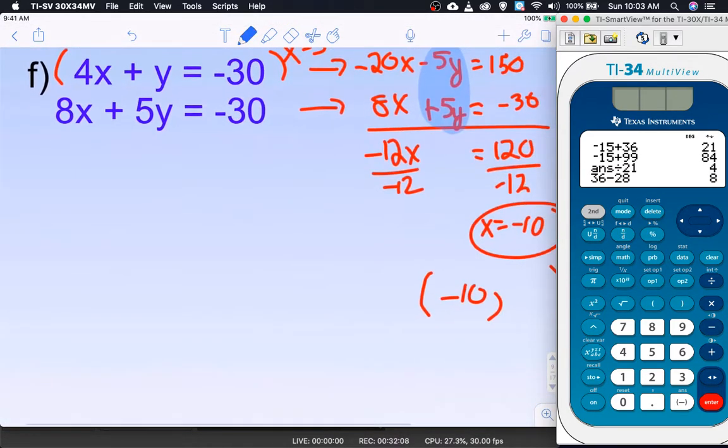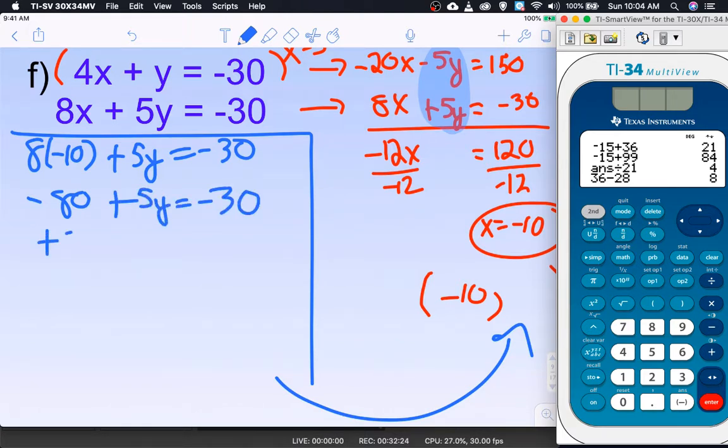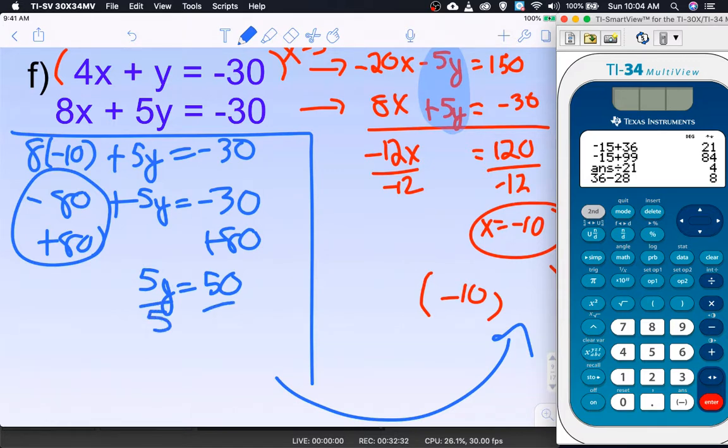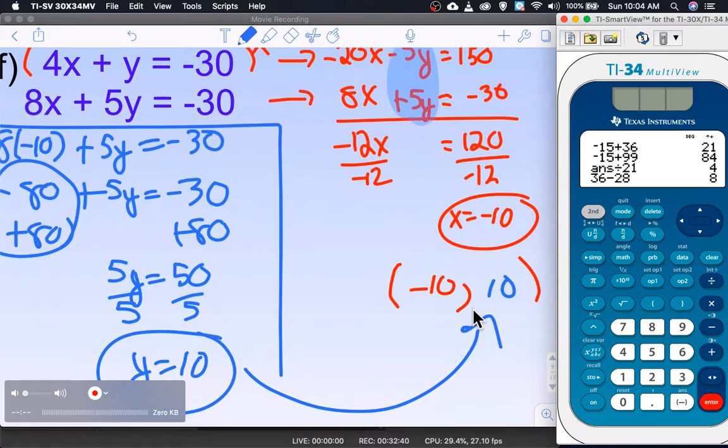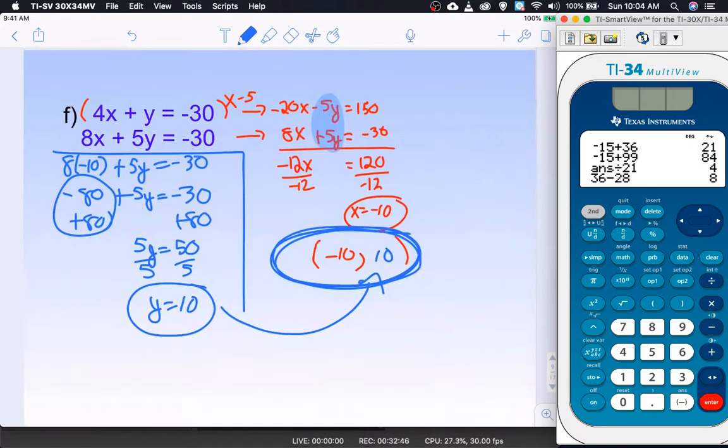So if I plug in x is -10, and then I solve this, that will tell me my y value. That is -80 plus 5y equals -30. I'm going to add 80 on both sides. Yes, I'm going quick because it's just solving an equation, and you should hopefully be familiar with that by now. y equals 10. So my solution is when x is -10 and y is a positive 10, that is where these two lines will intersect.